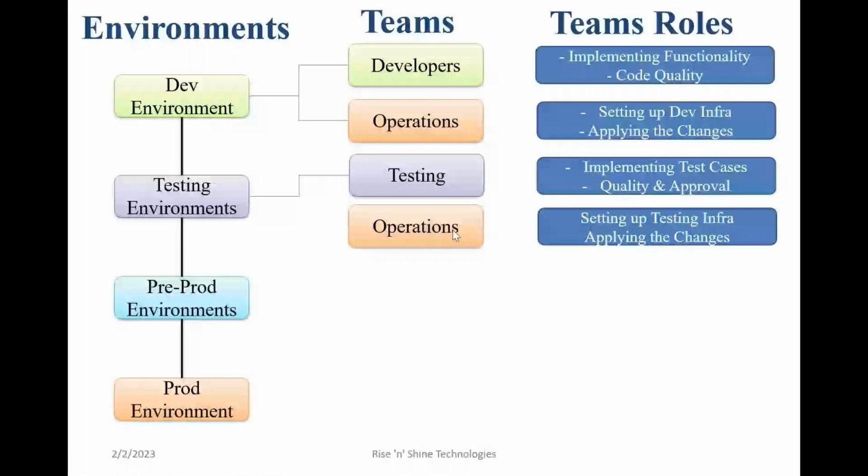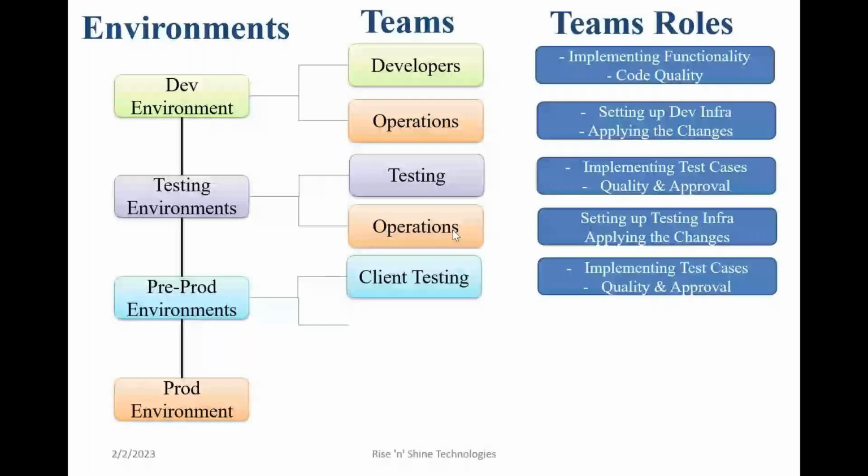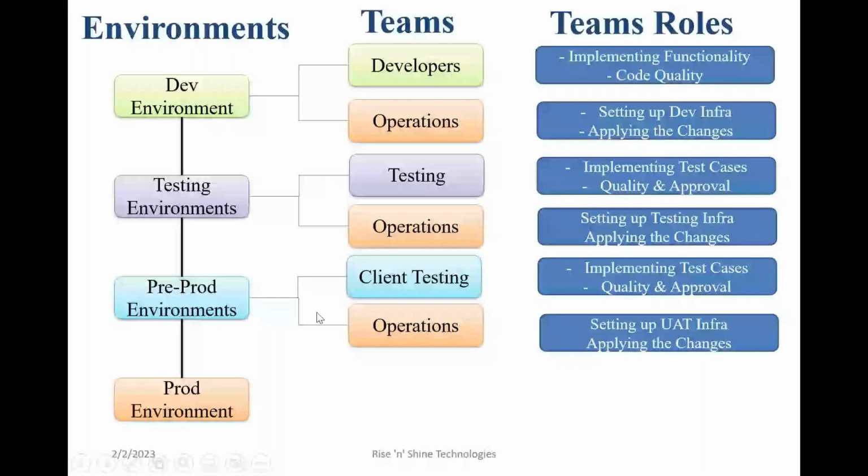Then the pre-prod environment, which is the client side testing. They implement and run their test cases and verify the quality of the application, whether it is working as expected or not. If everything is okay, they give the approval. But in the background, which team sets up this environment? The operation engineers set up the UAT infrastructure and move the application. Once the testing team has confirmed, the change, whether application change or infra change, is moved to the pre-prod environment by the operation engineers.